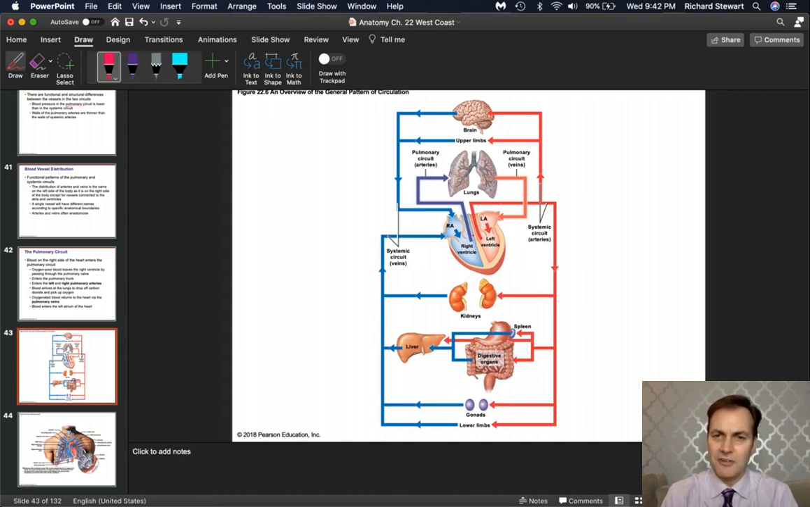As you can see right here, pulmonary is just going from the heart to the lungs, and from the lungs back to the heart. Remember, pulmonary leaves the right ventricle and comes back to the heart at the left atrium. Systemic leaves the left ventricle through the aorta and goes throughout the body, brain, everywhere, and comes back through the vena cavas all the way to the right atrium.